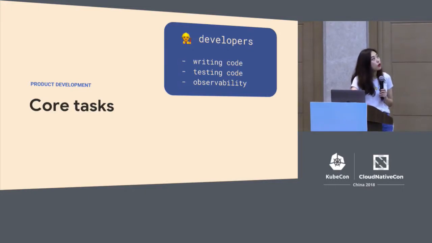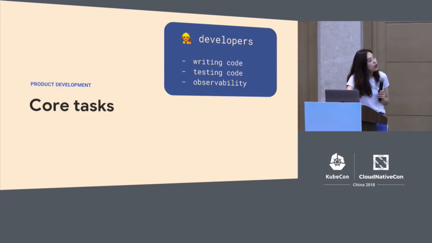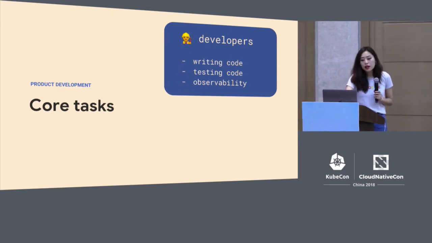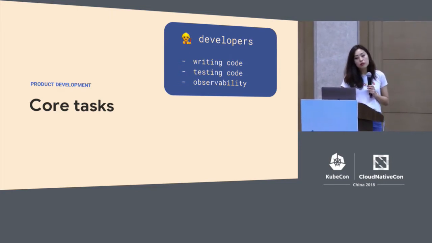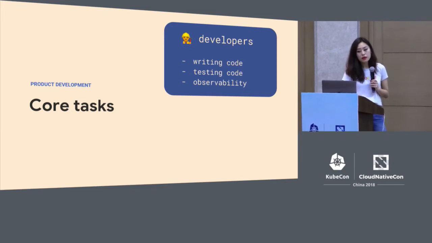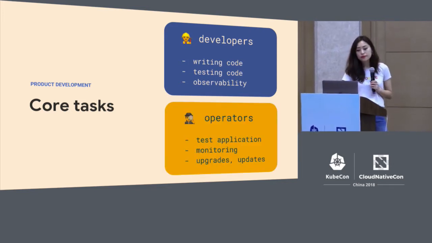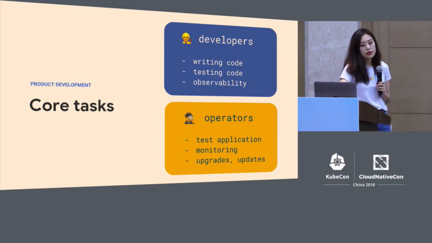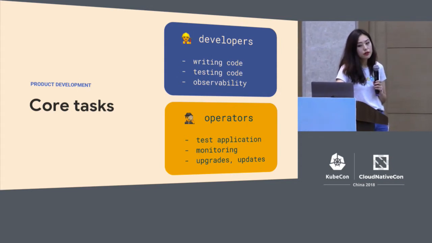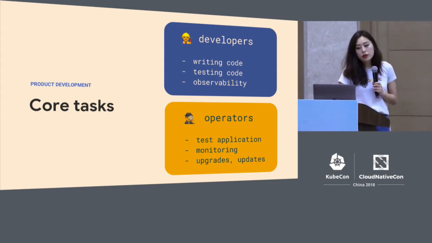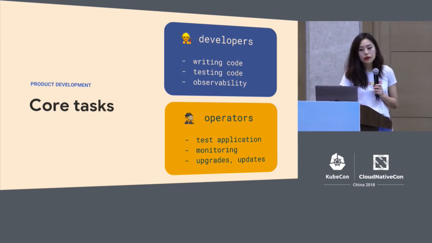Now, there are many tasks in the product development cycle. Let's go over some of the core ones. For developers, this includes writing and testing code, improving the observability of the system, and improving monitoring and telemetry. For operators, this includes testing applications in different environments, monitoring the health and security of the application, and implementing necessary upgrades and updates.